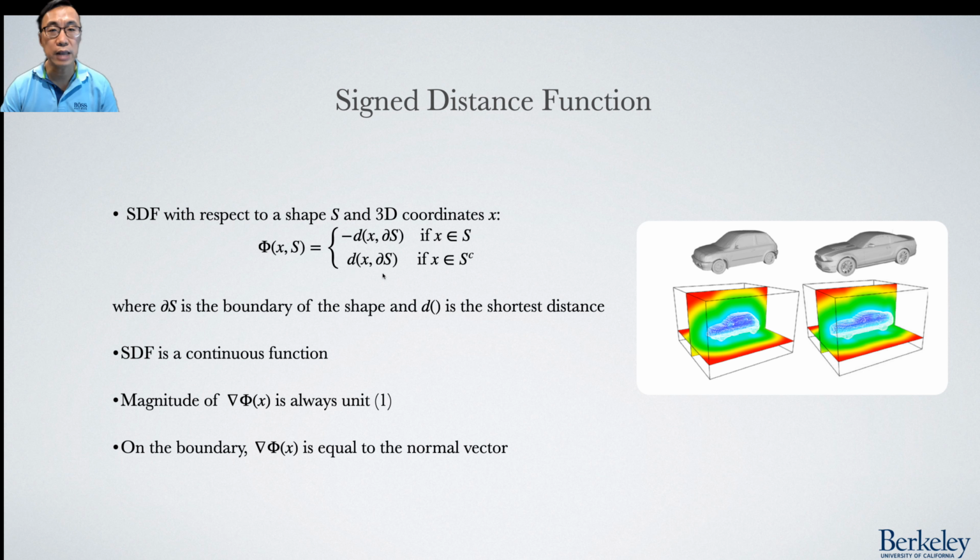It is easy to check from the definition that the signed distance function is a continuous function. The magnitude of its gradient is always equal to 1, and on the boundary, the gradient of the signed distance function is equal to just the normal vector.